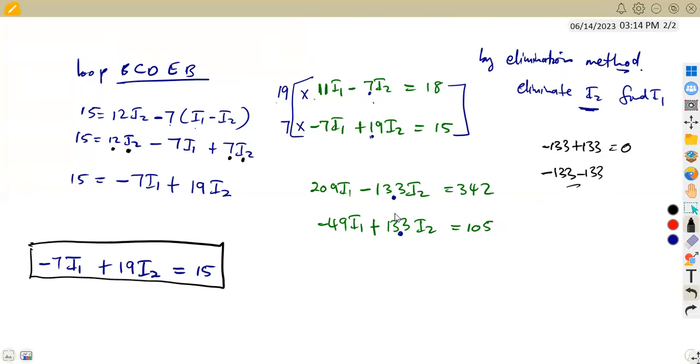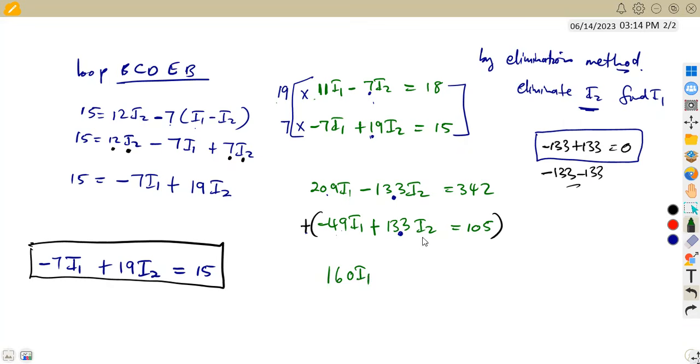So in order for us to eliminate I2, we are going to add the two equations. Addition gives us a 0 here. So let's add 209 plus minus 49, which will be positive 160. 209 minus 149 is going to be positive 160 I1.